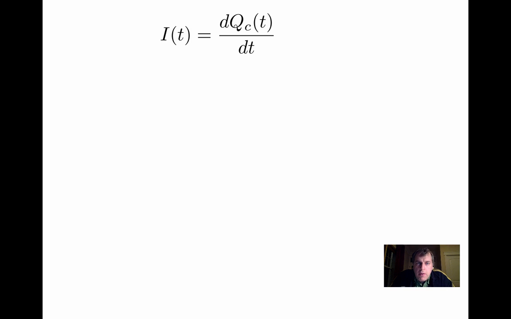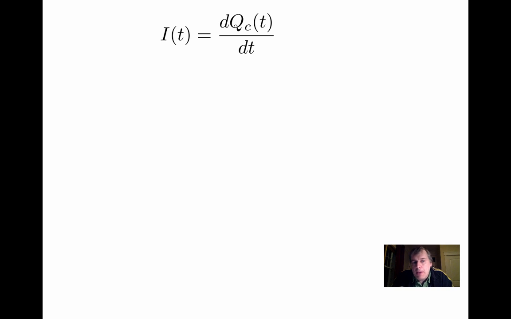Okay, so in the previous video, we solved the differential equation for a charging RC circuit. So we found QC as a function of time. That's the charge on the positive plate as a function of time. Once we have QC as a function of time, we can calculate everything about the circuit at any time. For example, we can find the current.